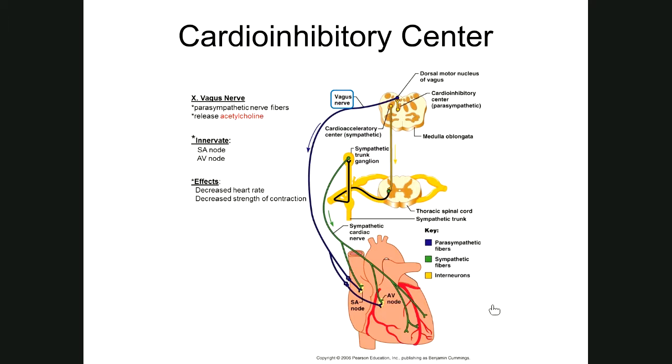So the body has ways of controlling the blood pressure to keep it within the range it's supposed to be, somewhere around 120/80. The 120 is the systolic pressure when the left ventricle contracts, and 80 is the recoil pressure of those vessels. So the stress receptors in those vessels are monitoring those levels. If it gets outside that range, one of the two centers is going to be activated to either increase the heart rate or decrease the heart rate to return the blood pressure to what it's supposed to be.